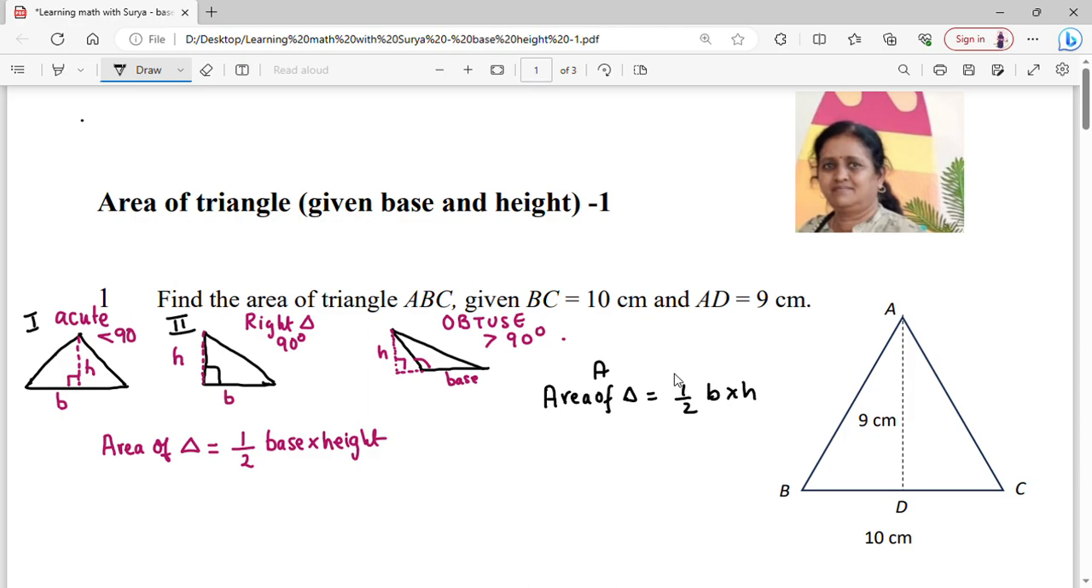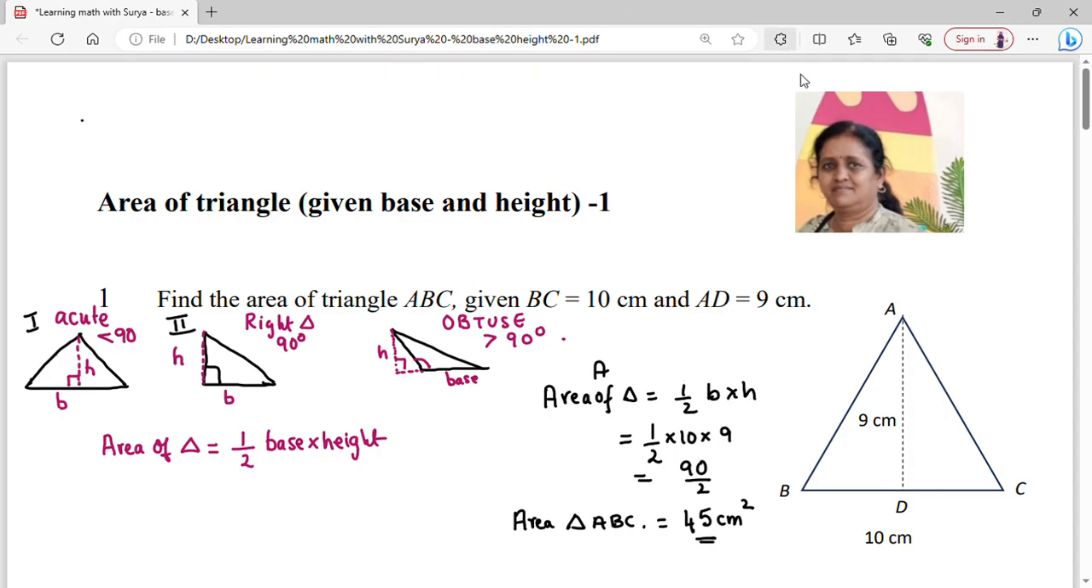So area of a triangle would be half. Now you may just identify and substitute in the formula. So your base is 10. So it's half times 10 into 9, which would be 90 by 2, or it is 45 cm squared. Now the unit of area is cm square. So don't forget to write the unit. Hence the area of triangle ABC is 45 cm square. So it's so easy.